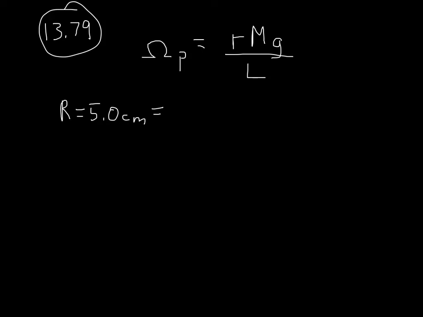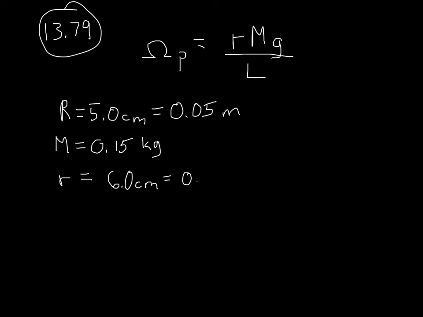I'm immediately going to convert that into SI units: 0.05 meters, and mass 0.15 kilograms. Mass equals 0.15 kilograms, I'm going to make sure I write that down. With a thin spike passing through its center, the lower part of the spike protrudes 6 centimeters from the disk. So my little spike has a radius of 6.0 centimeters. That's going to be 0.06 meters.